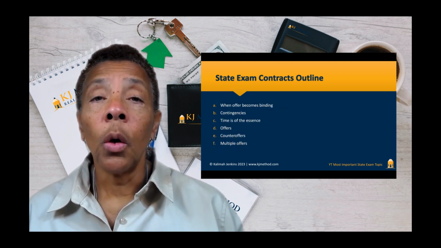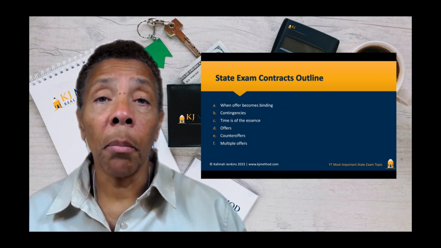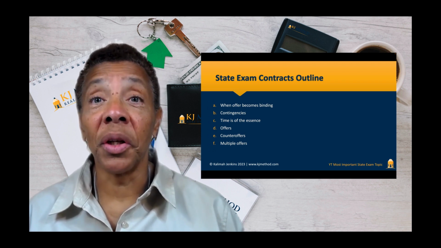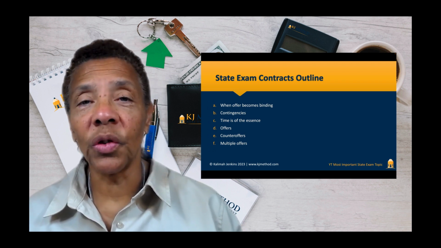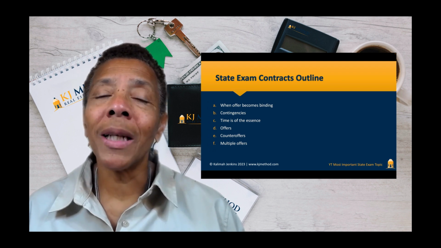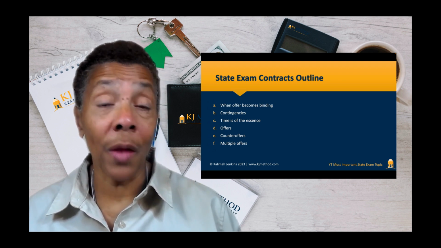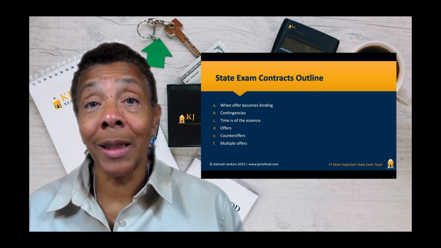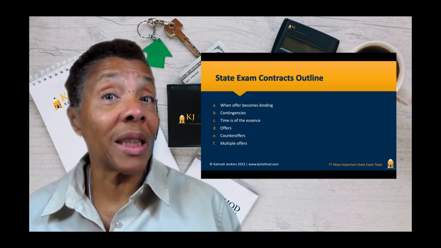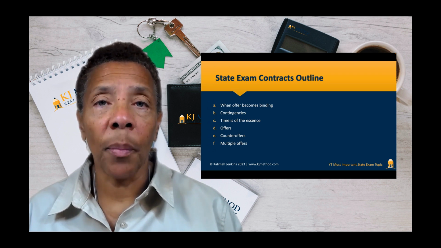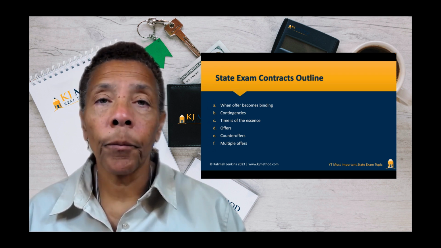All right. When does an offer become binding? I'll add something in there. Who's the offeror? Who is the offeree? What does a contingency mean? Time is of the essence. We said that already, but time is of the essence again. Statute of limitations is another topic that I would like for you to know.